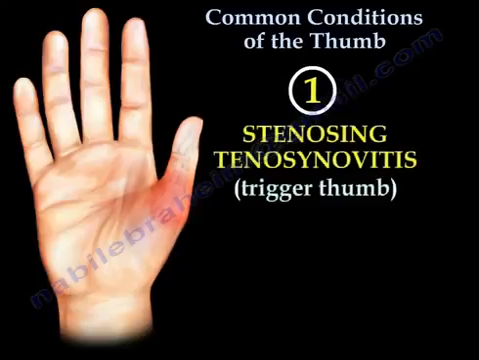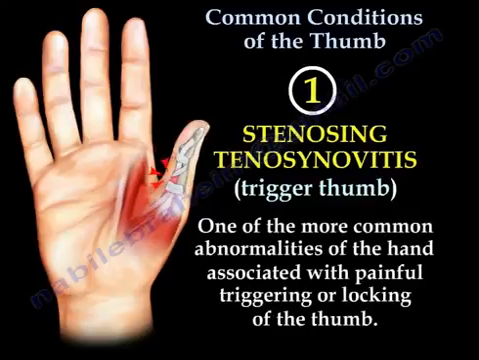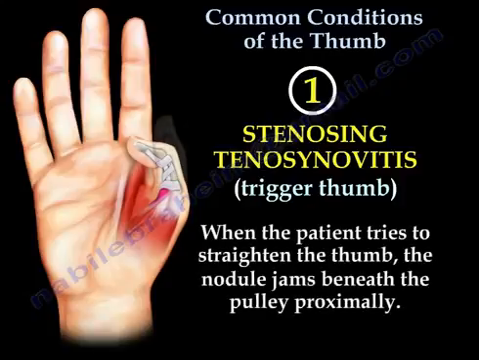Stenosing tenosynovitis, we call it trigger thumb. One of the more common conditions of the hand, especially the thumb, is called trigger thumb. It is associated with painful triggering or locking of the thumb. When the patient tries to straighten the thumb, the nodule jams beneath the pulley proximally.